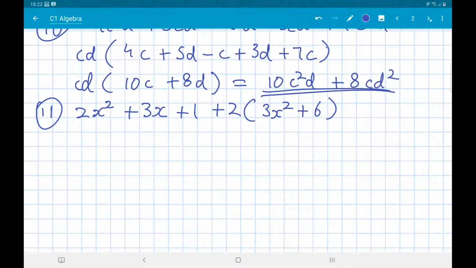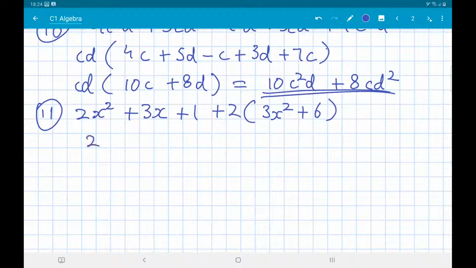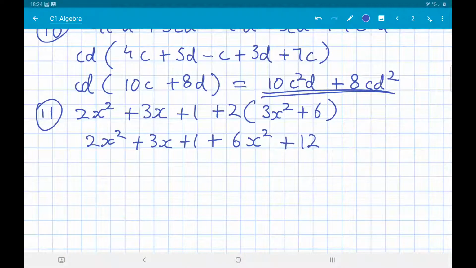The first thing is, of course, I'm going to try and simplify this equation first. You would basically try to simplify it, and then we'll see where it goes. So we're just going to bring it down the same. 2x squared plus 3x plus 1 plus 2 times 3 is 6. 6x squared plus 12. Reasonable?